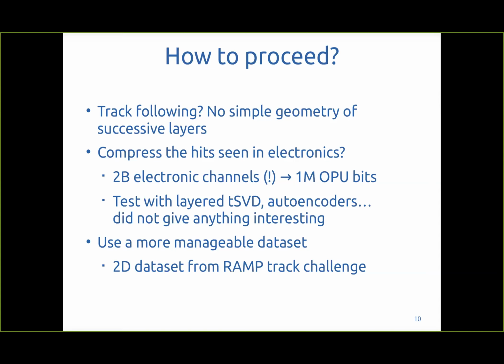We tried to search for something that was fixed, which is the number of electronic channels. But once again, you have 2 billion of them. To put in 1 million OPU bits, it's really not easy. We tried several things. We tried hashing, we tried singular value decomposition, autoencoders, and nothing really gave something that made sense. So really, since we were in a proof of concept, we used a more manageable dataset, which was the two-dimensional one from the RAMP challenge.